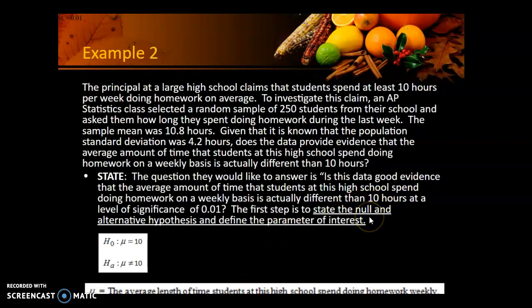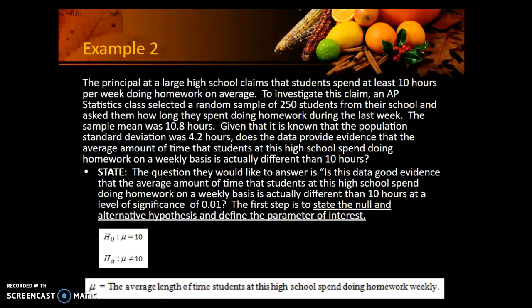So also in the state, we want to identify the parameters and statistics that have been given to us. So we know our sample size n is 250. Our sample mean x bar is 10.8. And our standard deviation, sigma, is 4.2. We have given you a level of significance of 0.01.